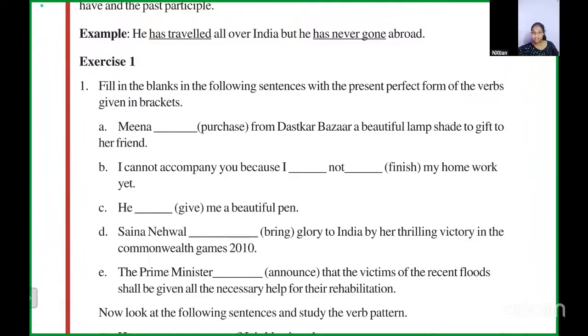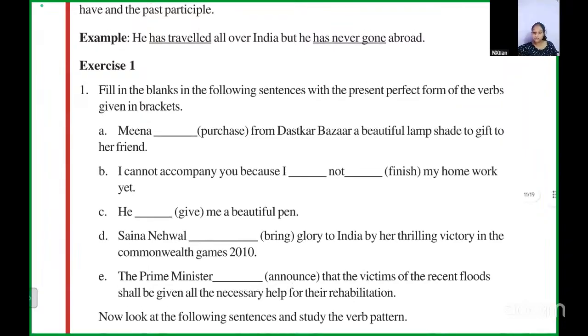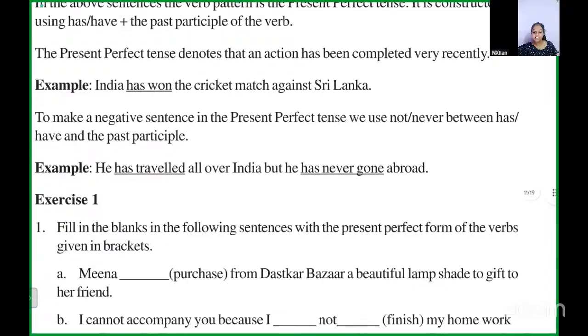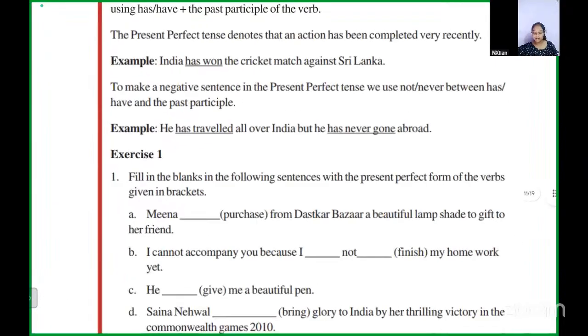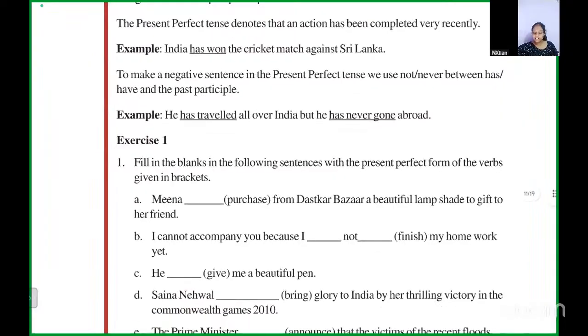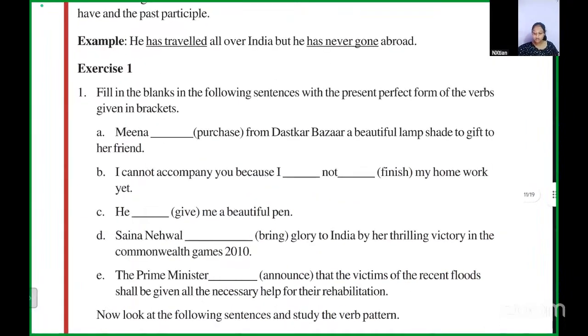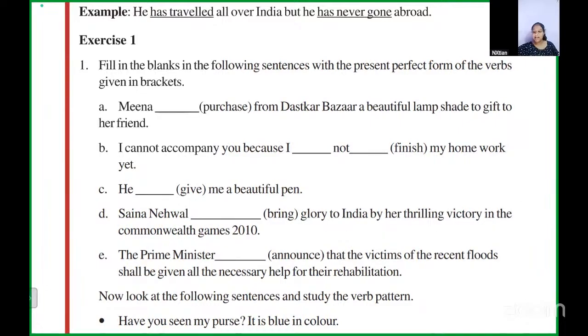Can you try this out? You understood how to write in present perfect form? You write have or has, and you can put ed, or d at the end in some words. Okay, so try this out. Exercise 1, using has or have.